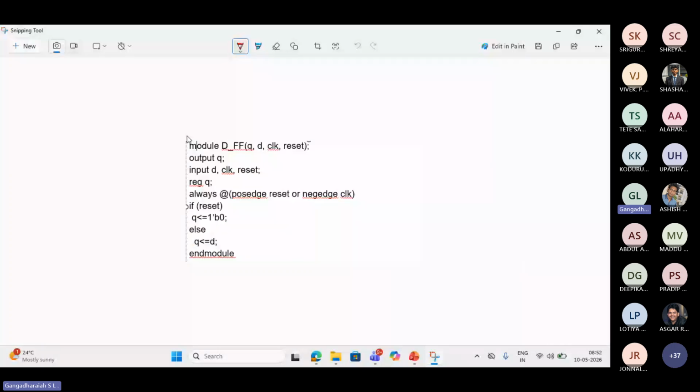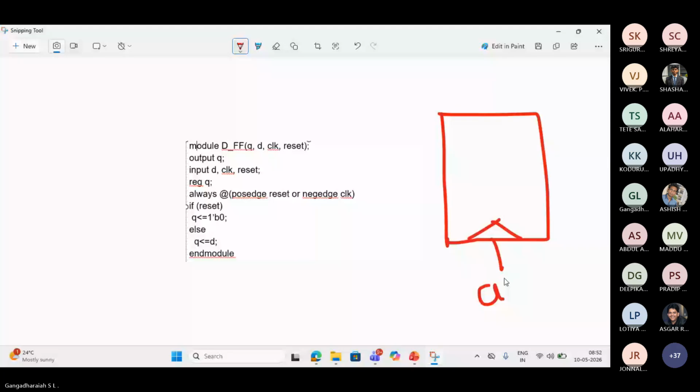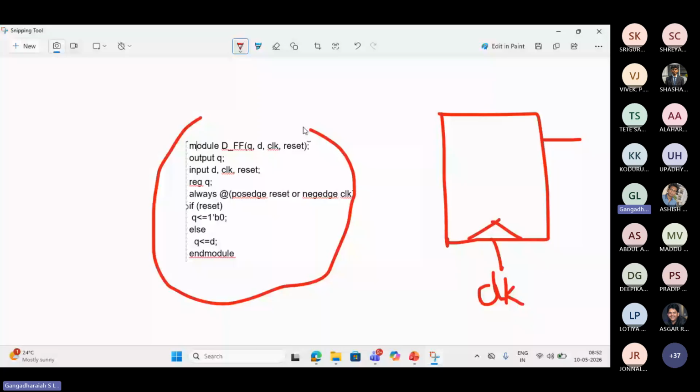So what I'm trying to do now, let's say I have this functionality. Let's say I'm trying to trigger this using clock CLK. Okay, so let's say behavioral modeling. Let's say I have input D, and this is output Q.